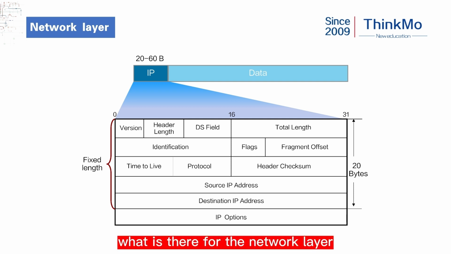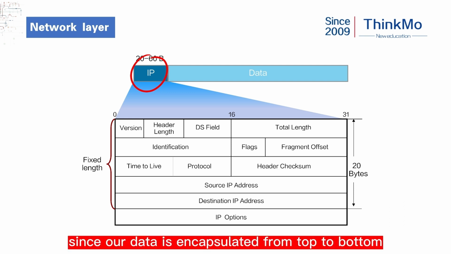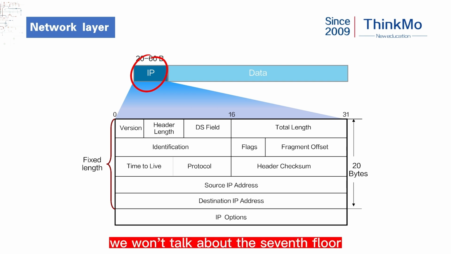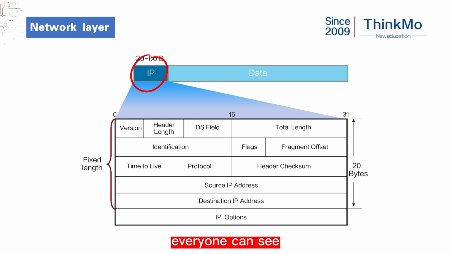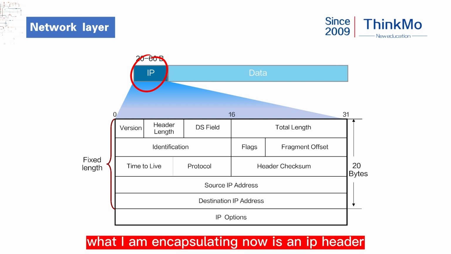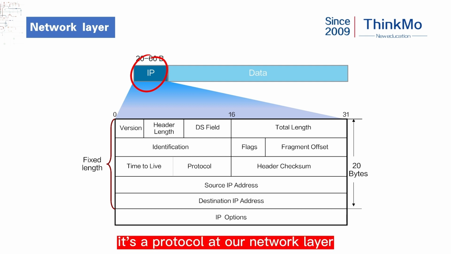What is there for the network layer? For example, a basic IP header. First, I want to ask you a question. Since our data is encapsulated from top to bottom, we won't talk about the 7th, 5th and 6th layers. Let's default to 4-layer encapsulation. Everyone can see that what I am encapsulating now is an IP header. It's a protocol at our network layer.